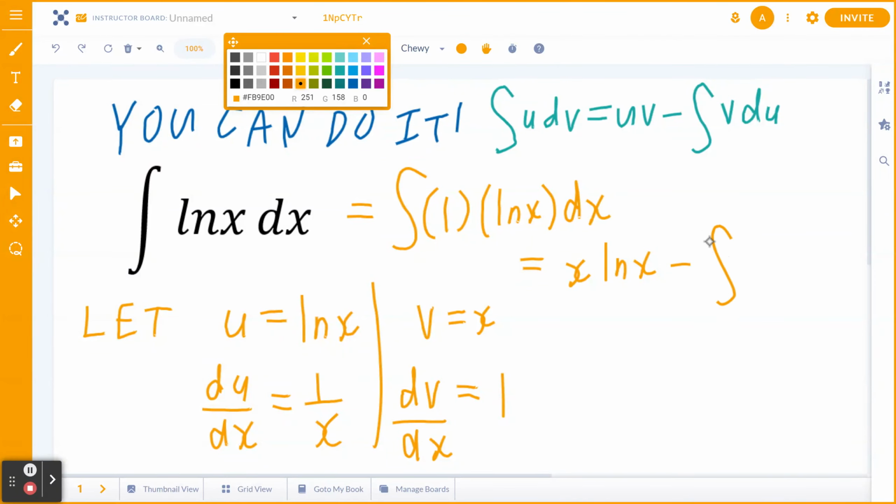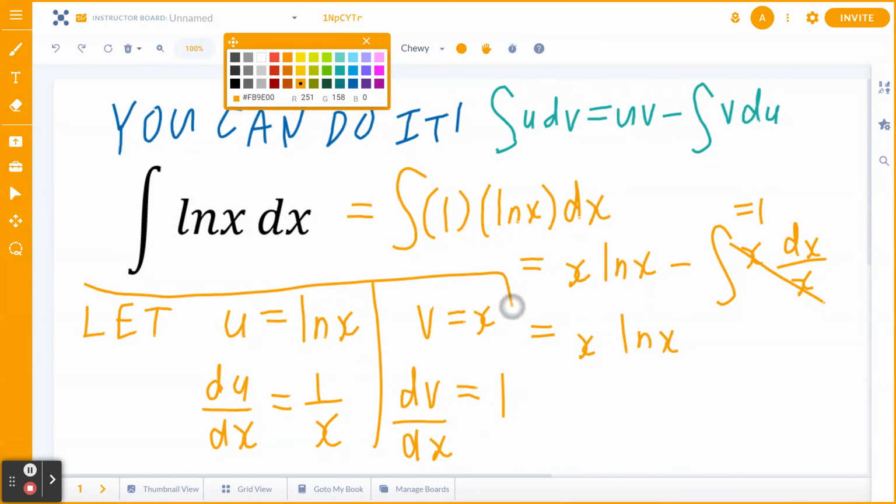minus the antiderivative of v du. So again, if you do that, notice here, if I isolate for du, that's going to be dx divided by x. So I'm going to go back and write that down. Dx divided by x. And if I think about v, we know this is going to be basically x. So now look what happens. X divided by x equals to 1. This equals to x ln x.